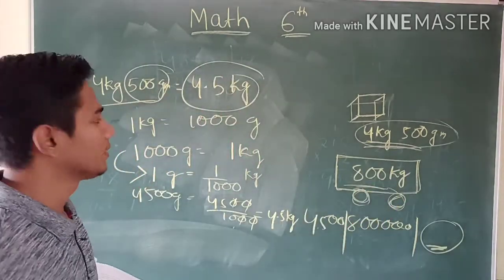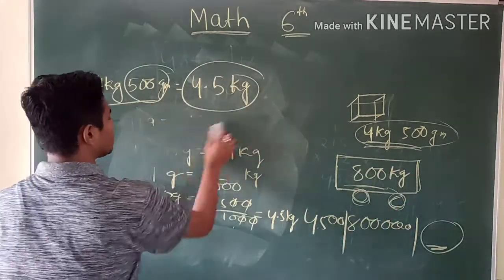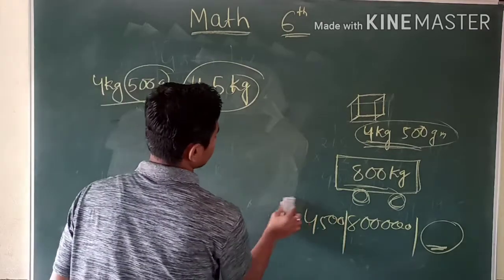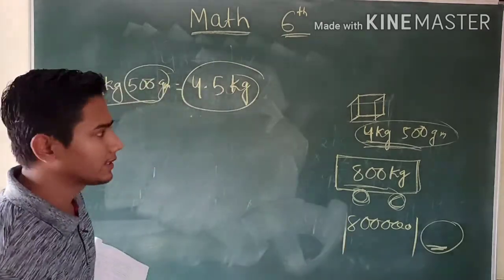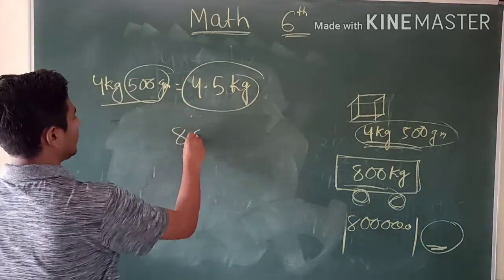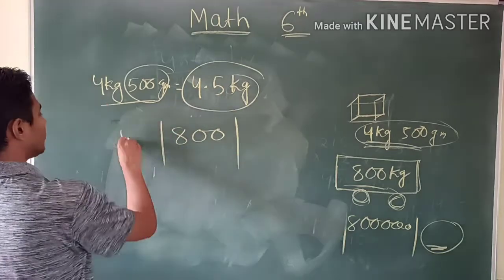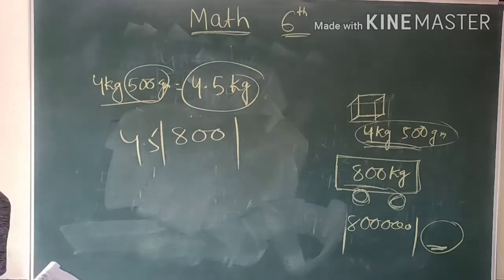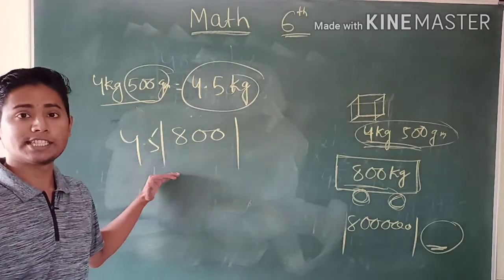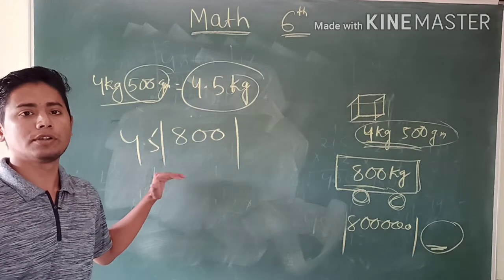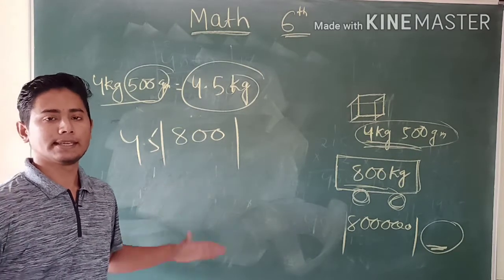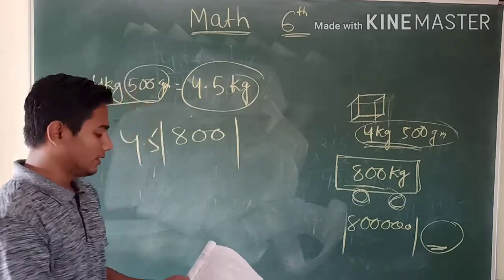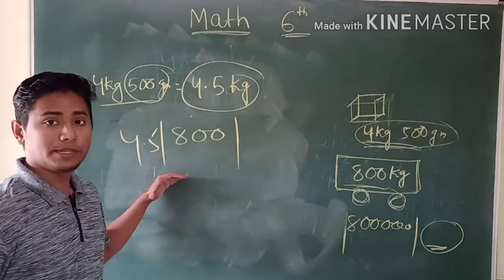Now you can divide like this, 800 divided by 4.5. I hope all of you know the decimal division. If you don't know, try. Otherwise, you can comment also. So you can solve it by yourself.